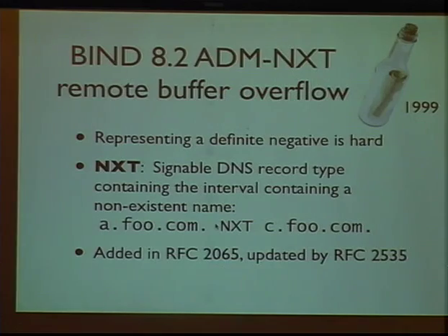Let's look at another bug, which is BIND 8.2. When BIND introduced a special kind of record called NXT to say to the requesting client that, you know what, there is no name like this, but how do you represent a negative? Well, the way you do this is you're saying, okay, between this name and that name, there are no names. So the response gave you basically a pair of names saying that, no, that range is unpopulated, be warned. And this has gone through a couple of updates.